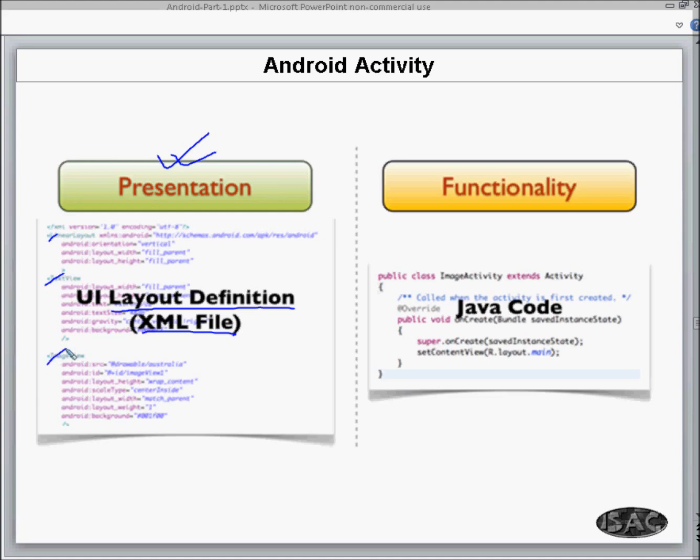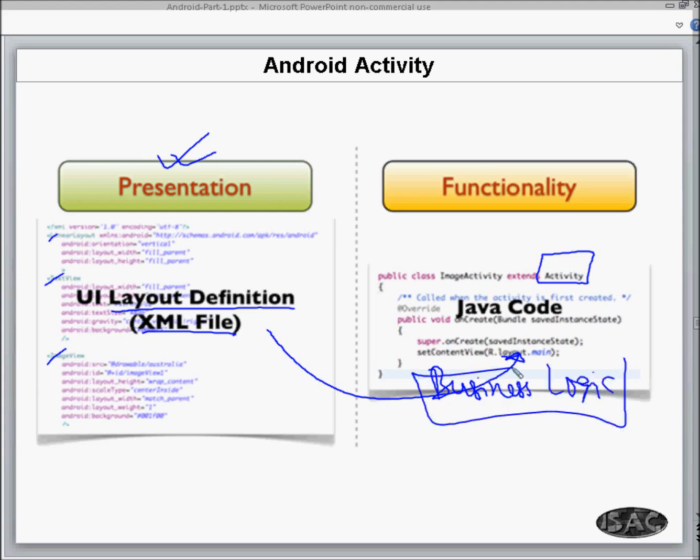What is activity is basically a Java code which uses this layout file to show on the screen and put some business logic inside this. So activity is nothing but a screen written in Java using activity class which uses this layout definition. Okay, so everybody is clear about view, layout and activity.